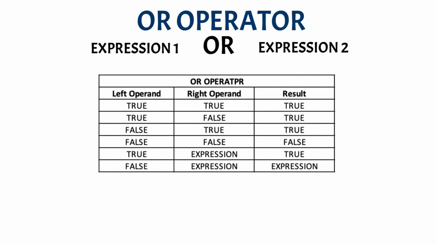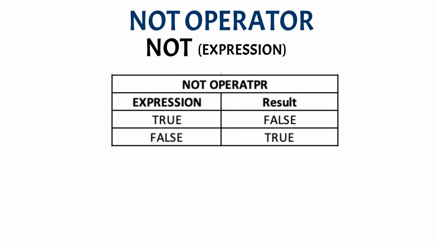And finally, let us have a look at the table for the NOT operator, which is quite simple as you can see here. If you are using the NOT operator in an expression which returns false, then it will simply convert that result into true. And if you are using the NOT operator in an expression which returns true, then it will simply convert it into false. So now let us go to the editor and quickly code all of this to see the results.